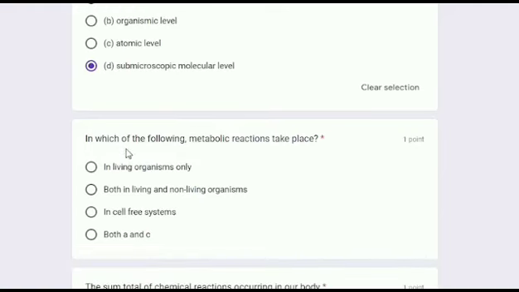Next question, in which of the following metabolic reactions take place? In living organisms, we know that metabolic reactions occur. Both in living and non-living organisms, no. Because in non-living organisms, no metabolic reactions occur. In cell-free system, yes. In vitro system. In vitro system is where the reactions occur outside the cell. It can be a cell-free system, but the reactions are living reactions. So the option, both A and C.